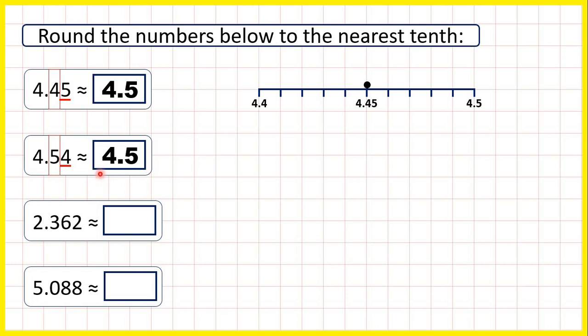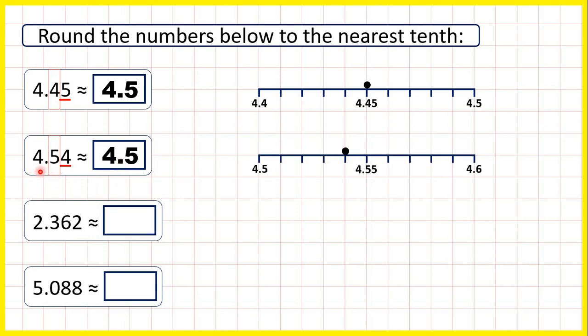Notice when we're rounding to the nearest tenth, we only write one digit after the decimal point, so it's 4.5, not 4.50. Also notice that rounding to the nearest tenth and rounding to one decimal place mean the same thing. They both mean that we only have one digit after the decimal point.